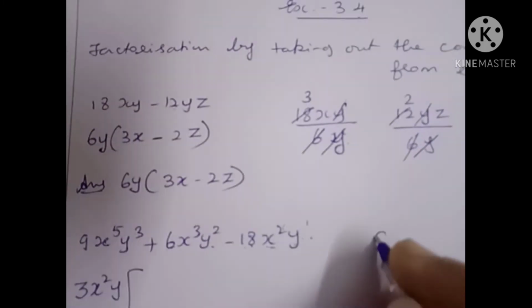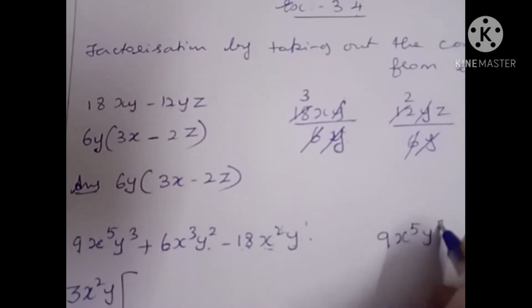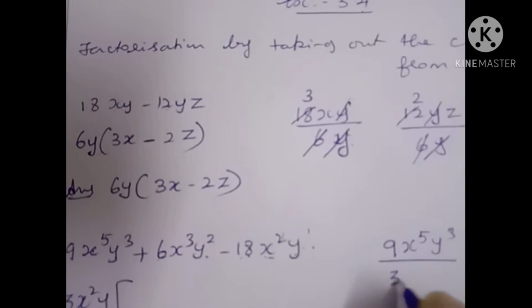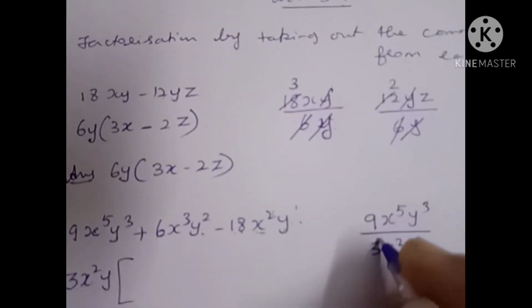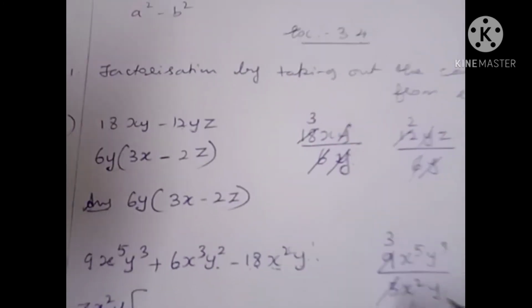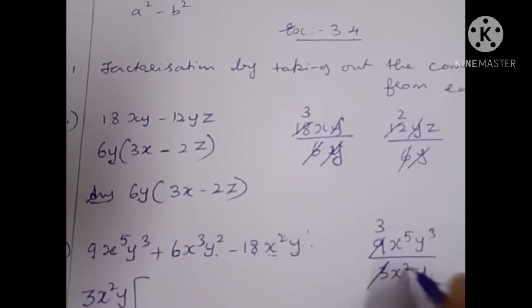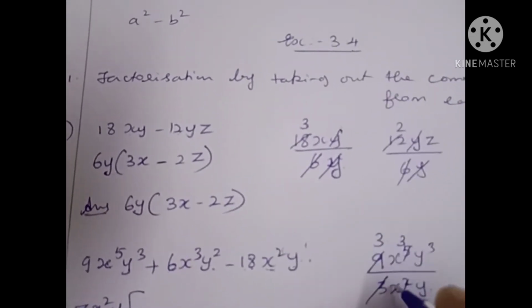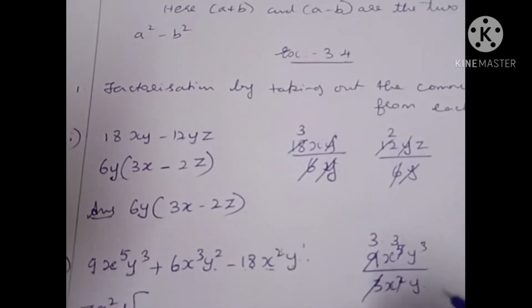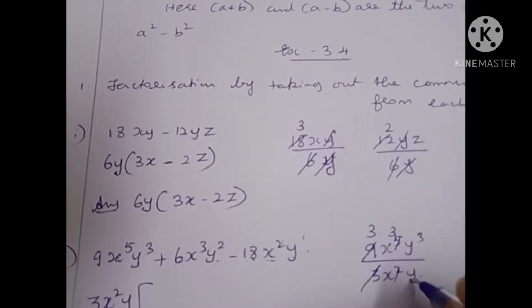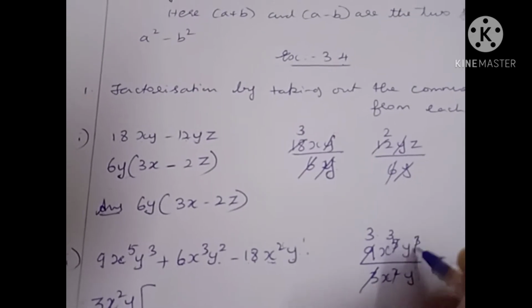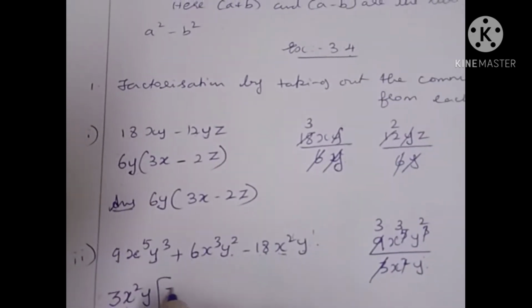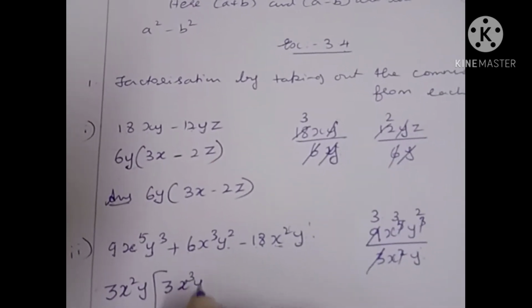Now 9x power 5 y cube by 3x square y. In 3 table 3 times. And here 5 minus 2 is 3. Divisible means you have to subtract the power. Then 3 minus 1 is 2. Therefore, 3x cube y square.